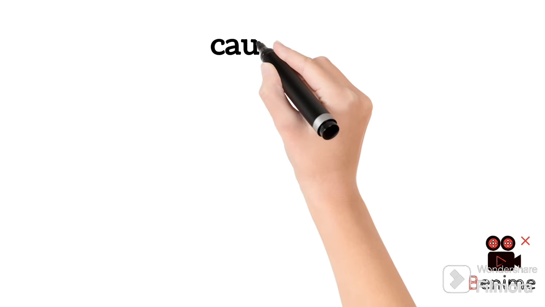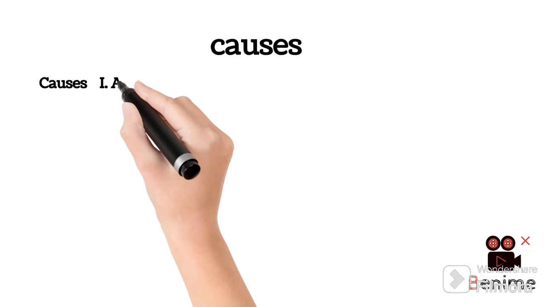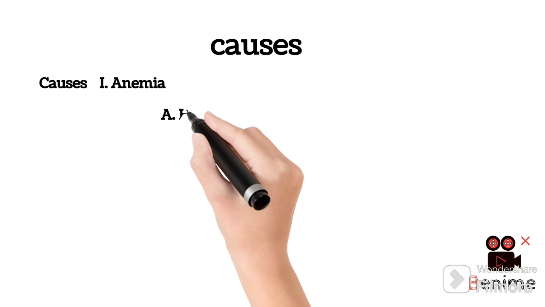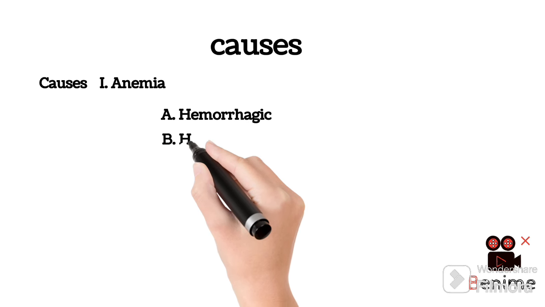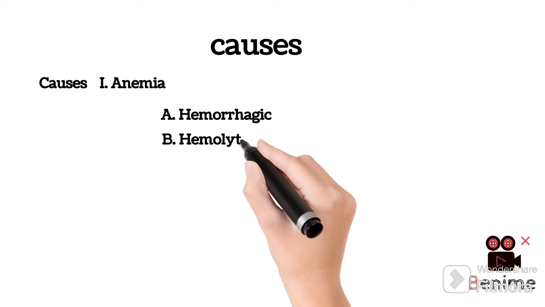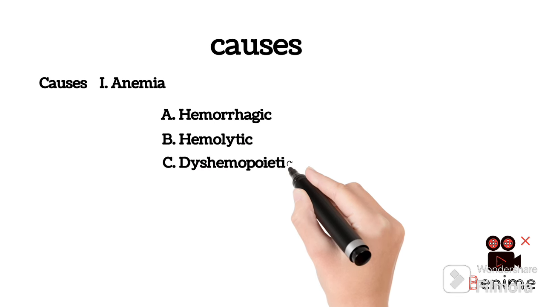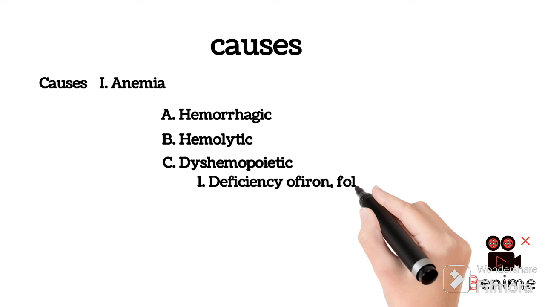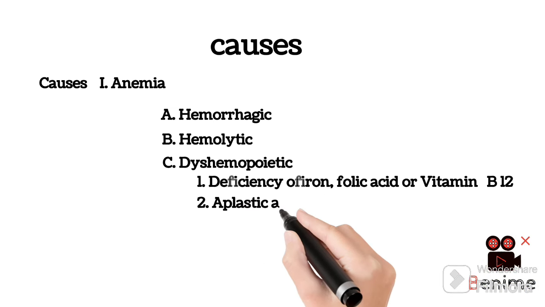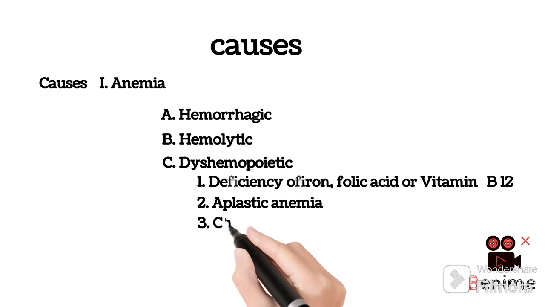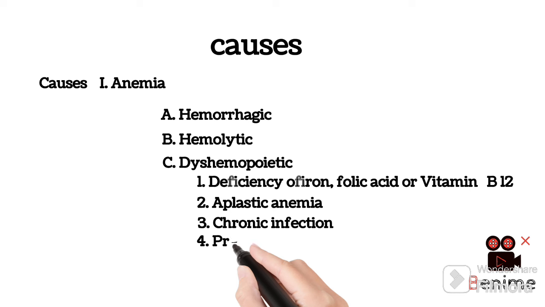Now let us see the causes of pallor. First, anemia due to hemorrhage, that is the hemorrhagic anemia. Second, hemolytic anemia. Third, dyshemopoietic, that is the deficiency of iron, folic acid or vitamin B12. Fourth, aplastic anemia. Fifth, chronic infections. Sixth, anemia due to pregnancy.